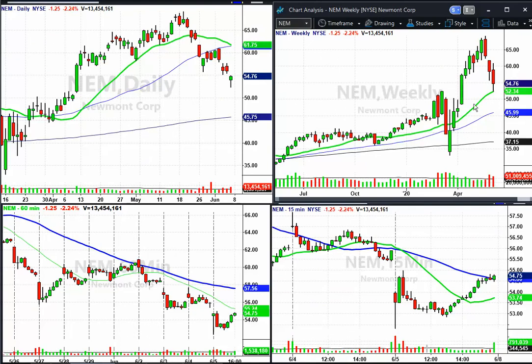Newmont here has had a very strong move off this in March, right? March, April, May. Here's March, April right here. You can see May here. Beautiful move up. It has now pulled back. In fact, on the daily chart, it's almost looking like a head and shoulders, which it very well could be, and it broke the neckline here.